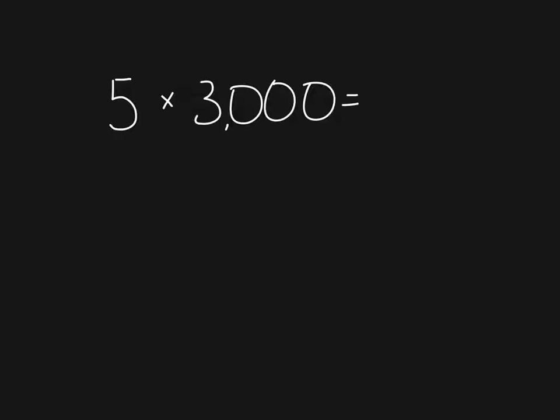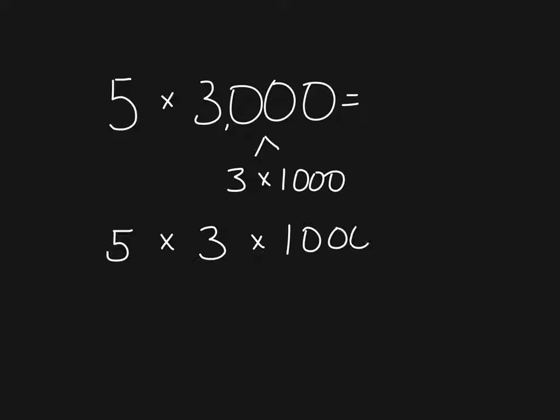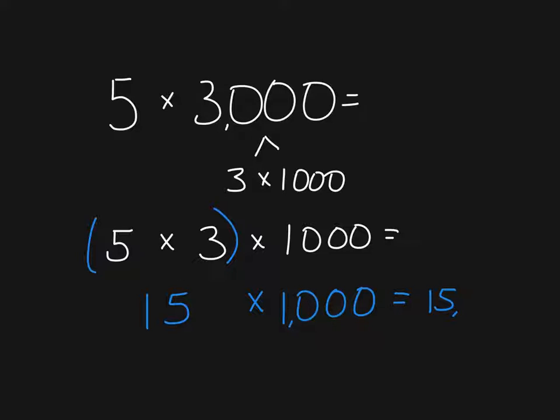For this last sample problem, we are only going to solve it numerically. We have 5 times 3,000. I'm going to decompose my 3,000 as 3 times 1,000. So I can rewrite my number sentence: 5 times 3 times 1,000. If I multiply my 5 times 3 first, I know that that is 15. Then I am multiplying 15 by 1,000. 15 times 1 is 15, and then I add those 3 zeros to make it times 1,000.